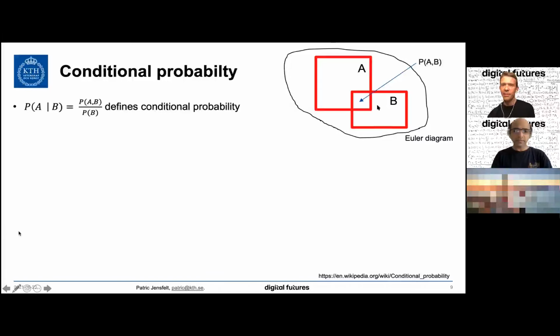So this rectangle here represents the different cases that would allow us to say that A is true, and inside this rectangle B is true. And then the conditional probability is defined by looking at this intersection, the joint probability of A and B, this little area here, the ratio between that and the area of B here. And we can, of course, look at the opposite here. We can look at the conditional probability of B given A, and then we would look at a different ratio.